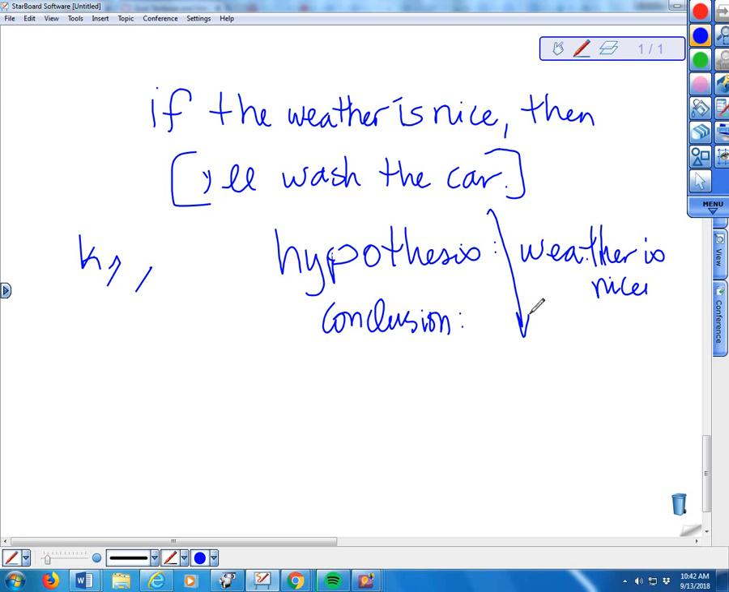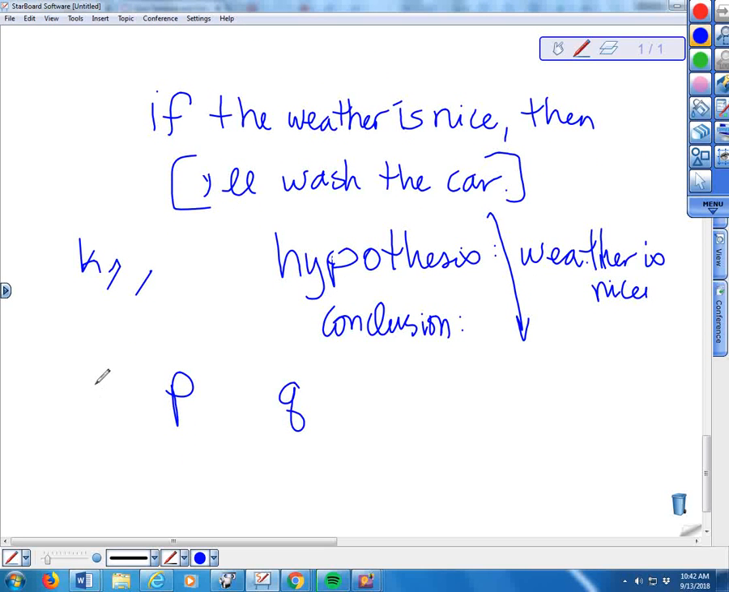Okay. What we also learned in this section is the hypothesis is always the letter P, and the conclusion is always the letter Q. So I could say that P is the weather is nice, and Q is I'll wash the car, and I would represent that this way. If P, then Q. That's how we replace fragments of these sentences with letters.